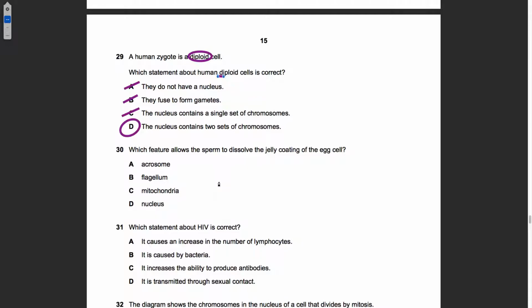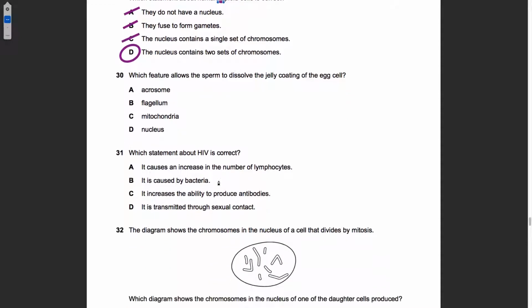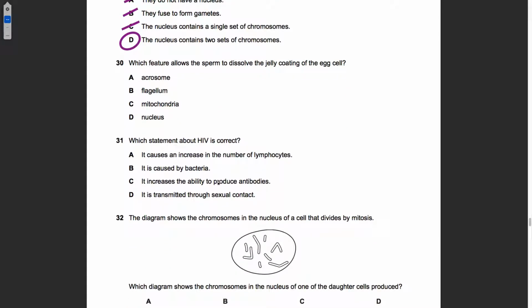Okay, question 30. We are nearly 3/4 of the way there. Which feature allows the sperm to dissolve the jelly coating of the egg cell? So you need to know your sperm structure really to answer this question. Right at the tip of its head, there is a little pocket containing powerful digestive enzymes, and that's known as the acrosome. The flagellum is the name for the tail part of the sperm, so that's not to do with dissolving the jelly coating, that's just for movement.